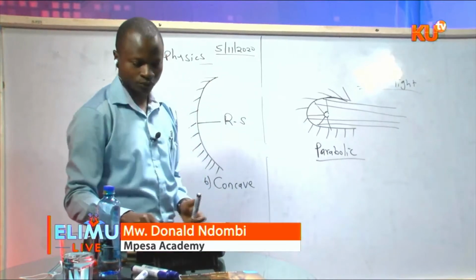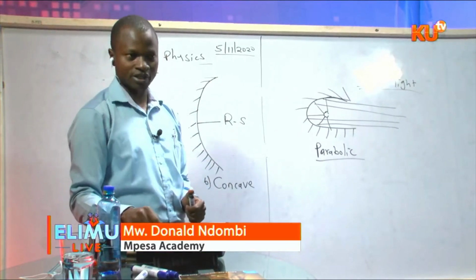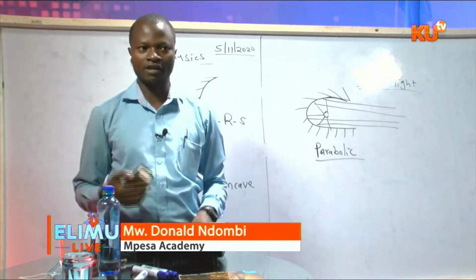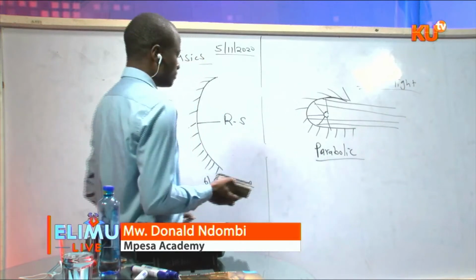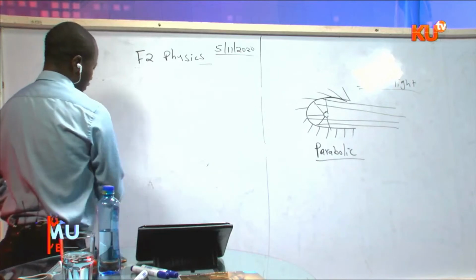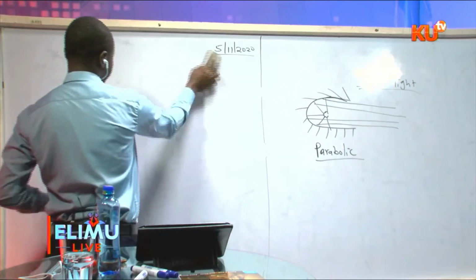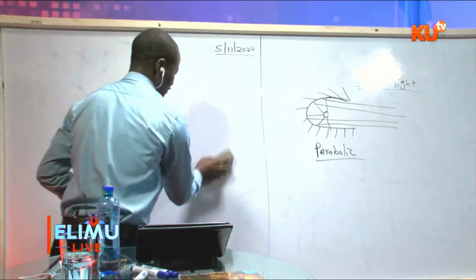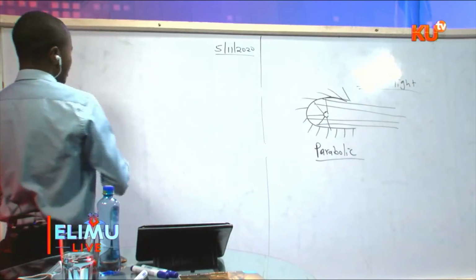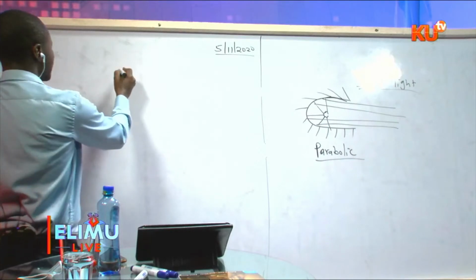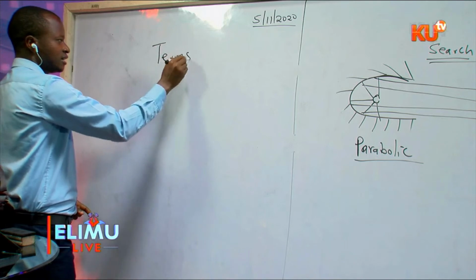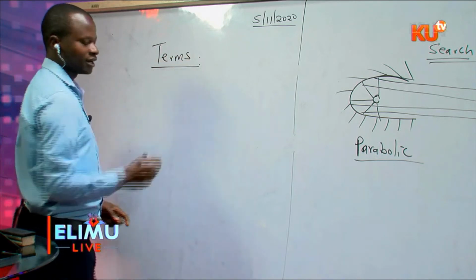Now that leads us to our next topic, which is a definition of terms associated with curved mirrors. What are some of the terms? As physics people, you need to use specific terms so that we understand each other. Just like lawyers, you will hear them say my learned friend, subsection 2, part B. So, the terms associated with curved mirrors.